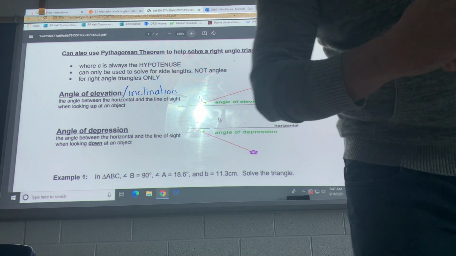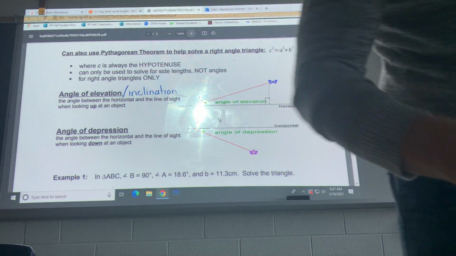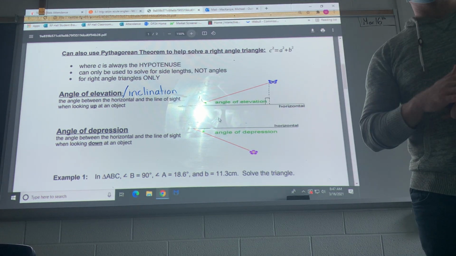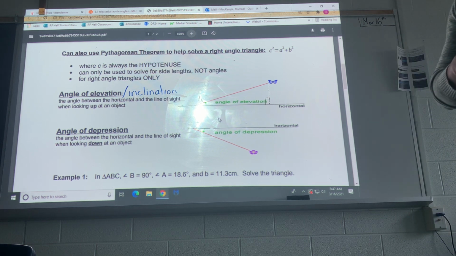If at home you guys are having any issues seeing any of the words, or you didn't print this out so you're not following along, please let me know.